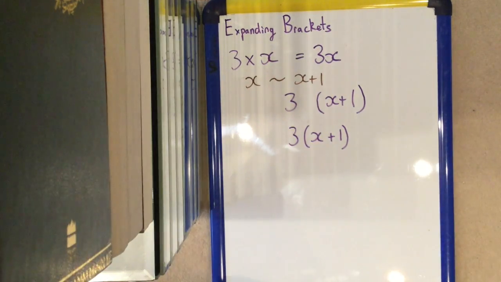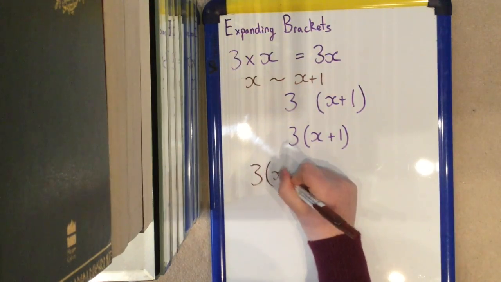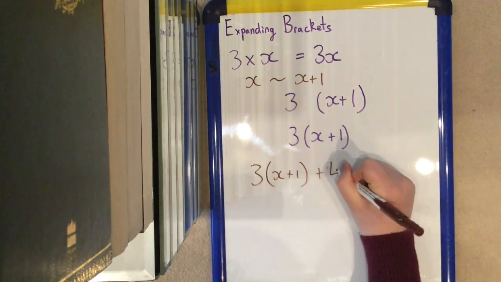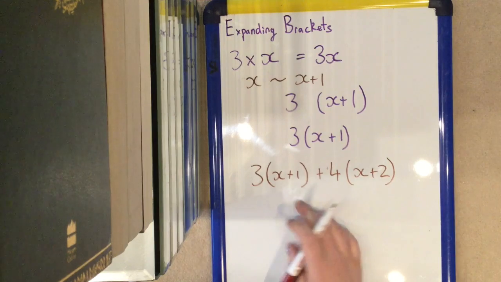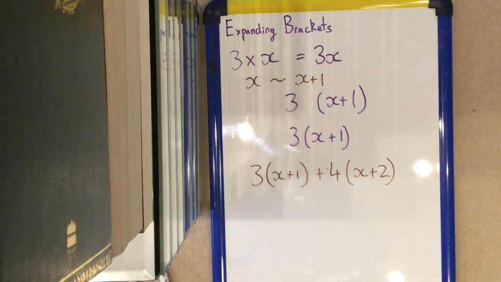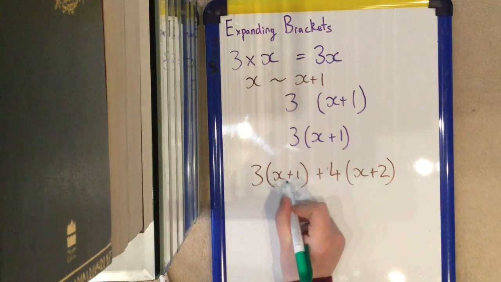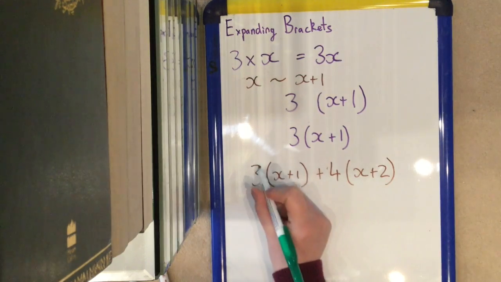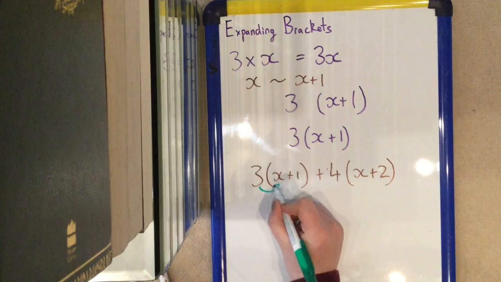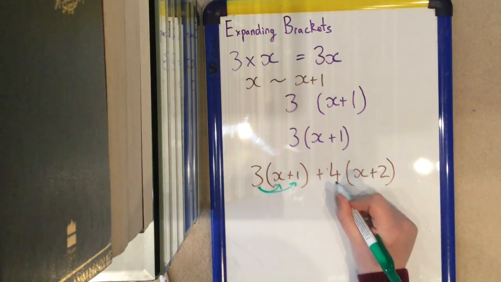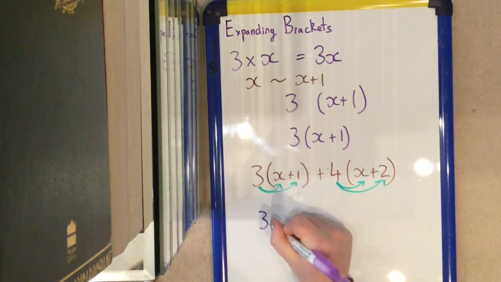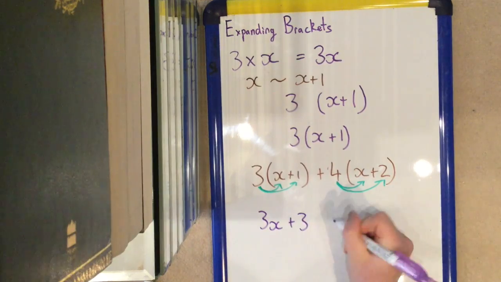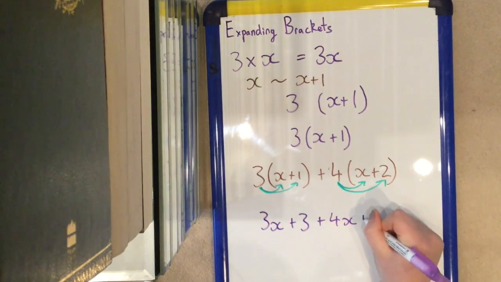But what happens, say, if I get a question like this? Three lots of x plus 1, as we've seen before, add 4 lots of x plus 2. You can't add it in this form, so you have to expand your brackets. And what that means is I have to multiply each term in this bracket by the number in front of it. So we do 3 times x plus 3 times 1 plus 4 times x plus 4 times 2, which leaves us with 3x plus 3 plus 4x plus 8.